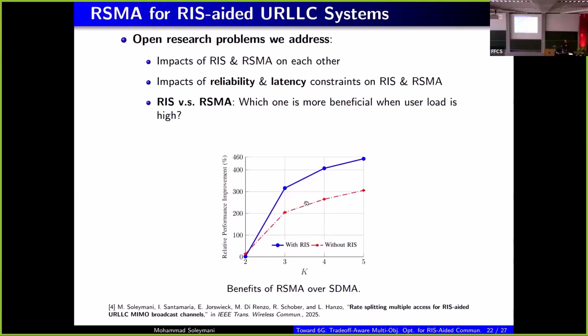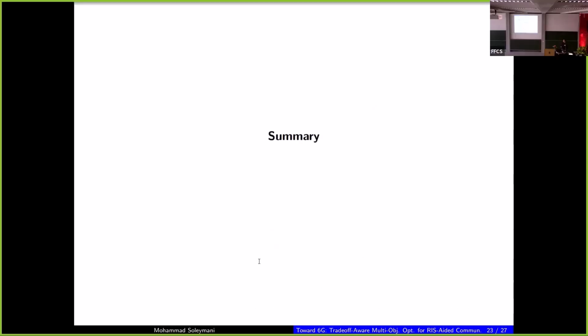Using RIS improves the RSMA benefits, but it's not always the case when the number of users is low, as you can see, equal to 2, which is the number of transmit antennas in the scenario of this figure. Then RIS would remove the benefits of RSMA. So this is also one other key point.